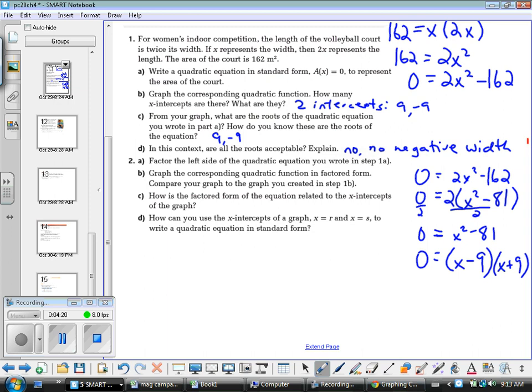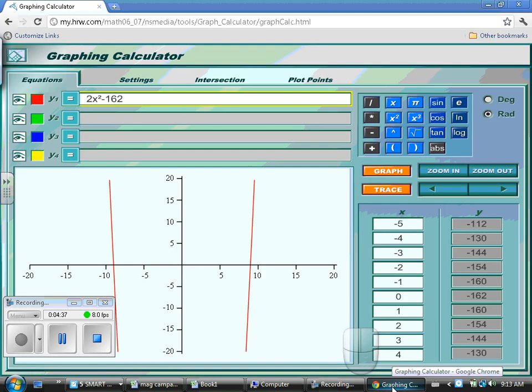I really should have left that 2 in there. Yeah, I'll leave that 2 in there. If I were actually solving it, I could take the 2 out, but since it's just asking me to factor the left side, I need to leave the 2 in. I'll show you in a second what happens to the graph if you keep the 2 out. Okay, so I'm just going to type that in.